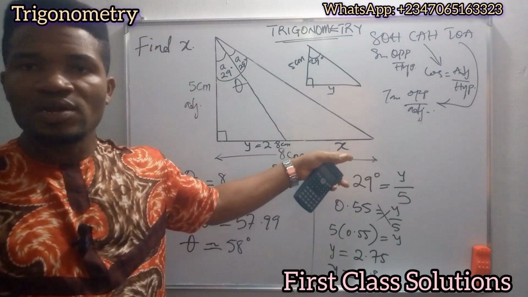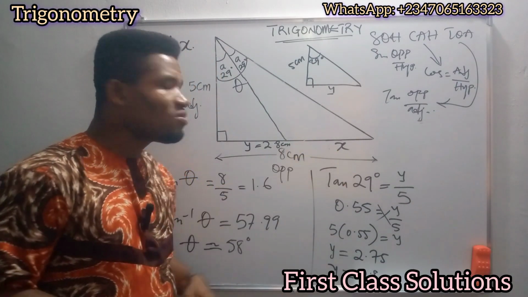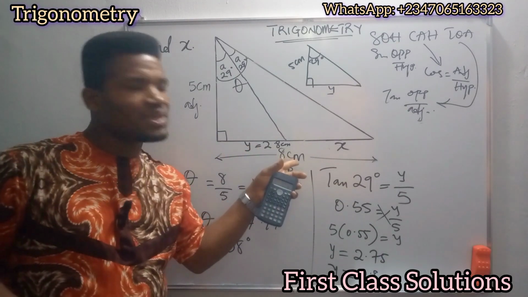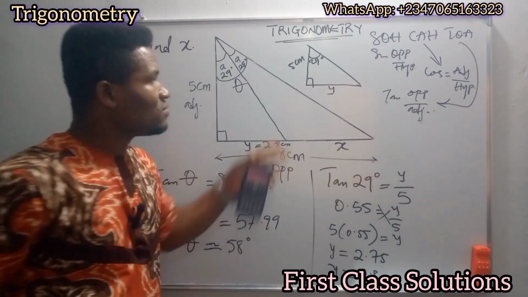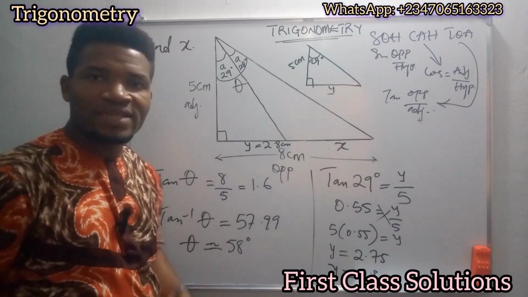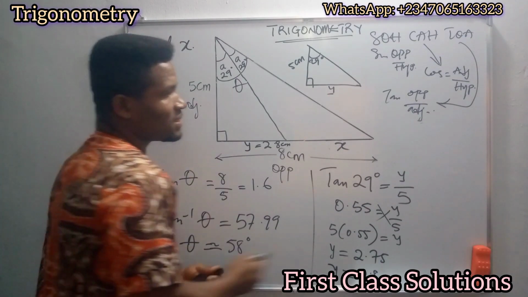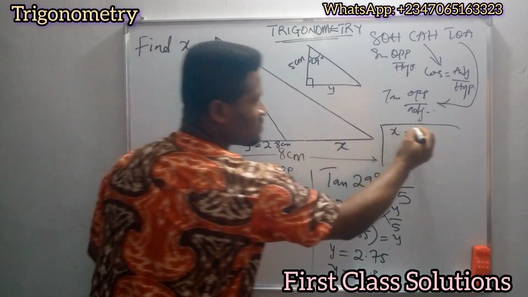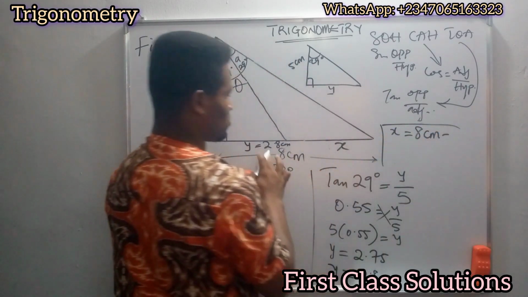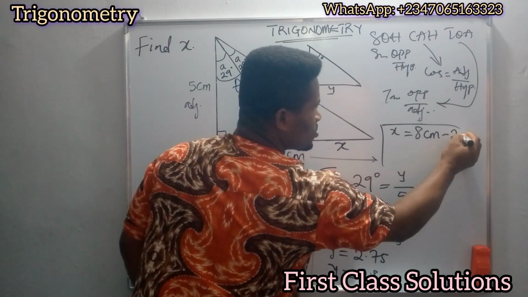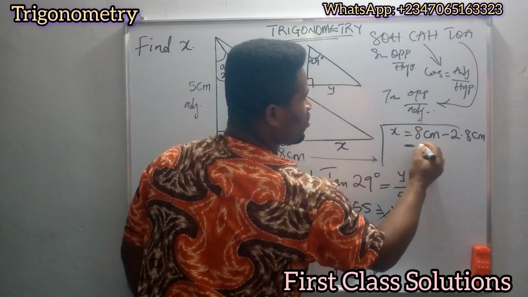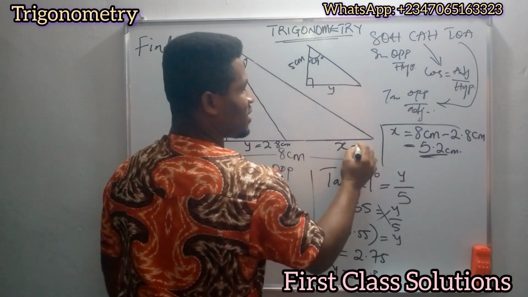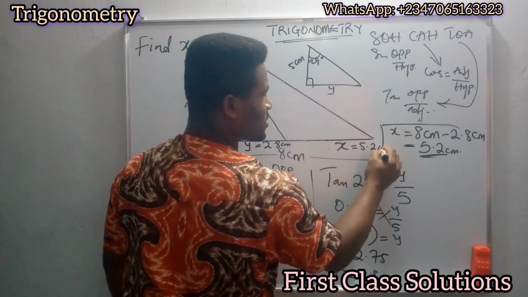Mind you, we are looking for the value of x. And to get the value of this x, we need to subtract the value of y that I've already gotten from 8 centimeter, which is the entire length of the base of this whole right angle triangle. So this implies that our x will be equal to 8 centimeter minus 2.8 centimeter, and this will give us 5.2 centimeter. So the value of our x is 5.2 centimeter.